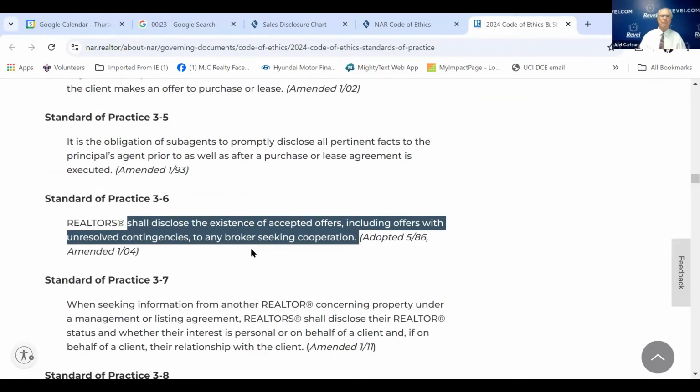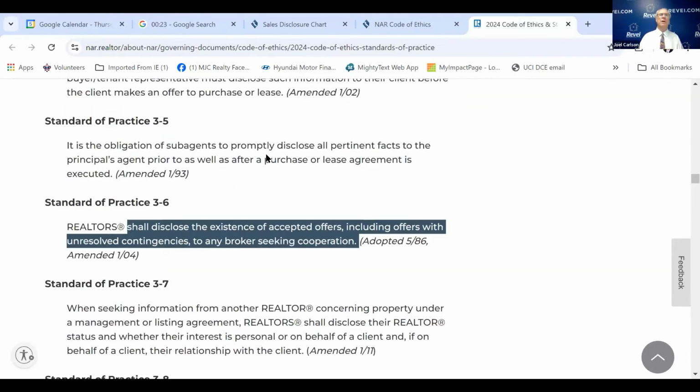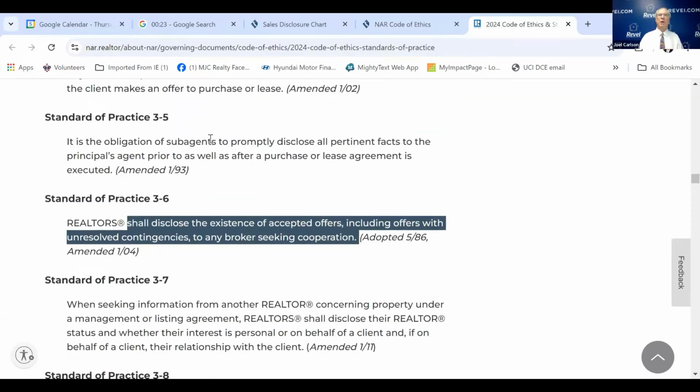Oh, wait a minute here. If you call up and you ask me if I have other offers, I have to tell you about them? Yeah, it says right here. Accepted offers, including offers. Now, where the heck is this? Well, this is in your National Association of Realtors Code of Ethics.